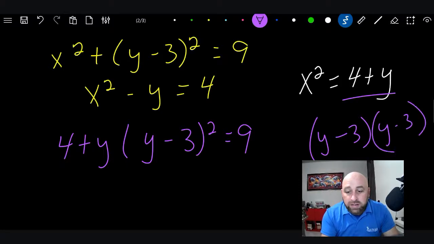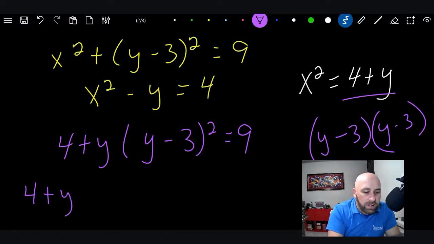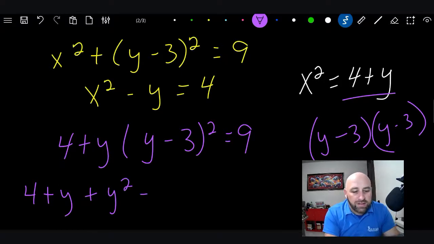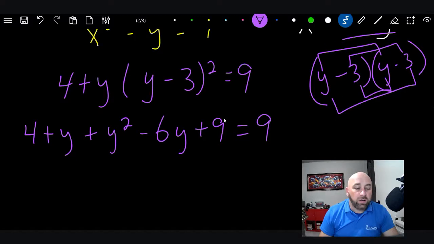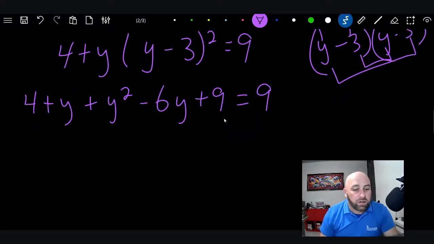Basically, you just multiply it times itself, and you should get 4 plus y. And then in our FOIL, we're going to get a positive y squared. For the middle term, we're going to get a negative 6y. And then for the last term, we're going to get a positive 9. And that's going to equal 9. Okay, so I just FOILed that. If you don't remember how to FOIL, you need to go back and remember how to FOIL, or you could just go through your steps of FOILing right there. That would be fine too. But you need to remember how to FOIL, and if you can do it shortcut, great. If you can't, go ahead and do it the long way.